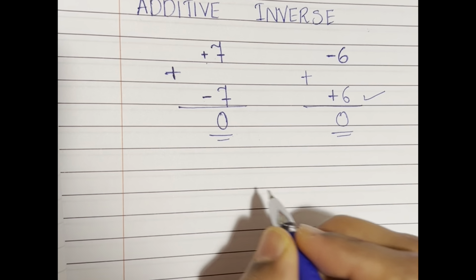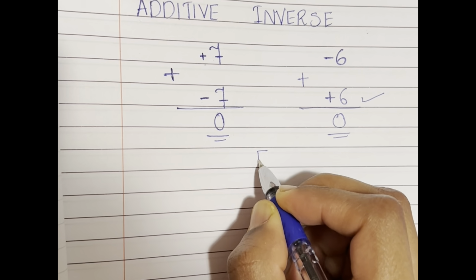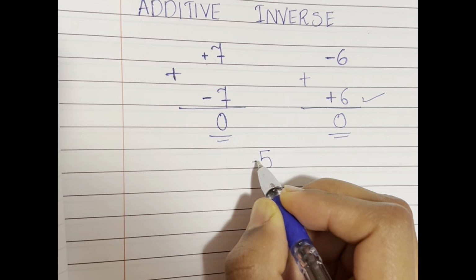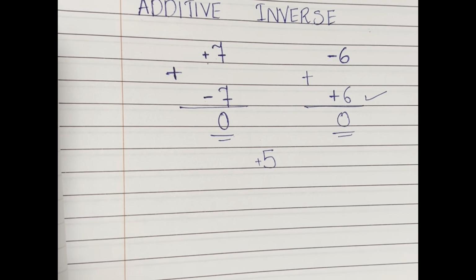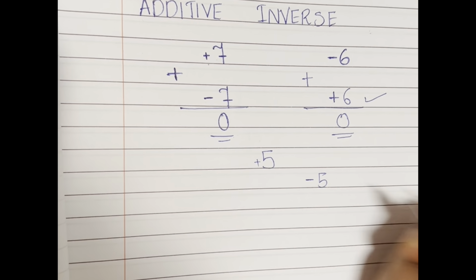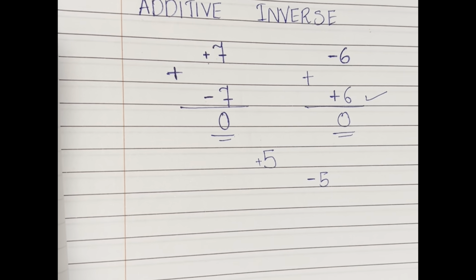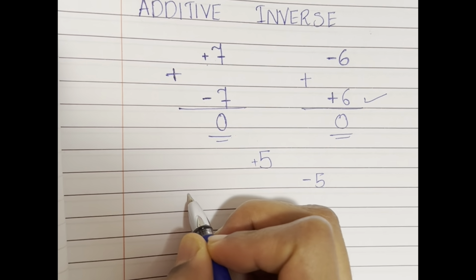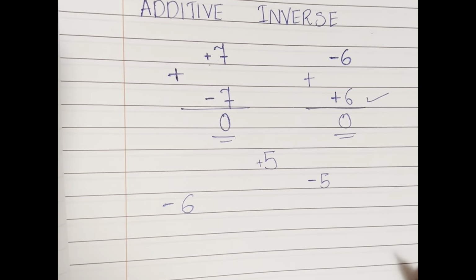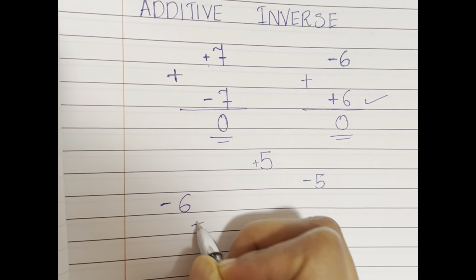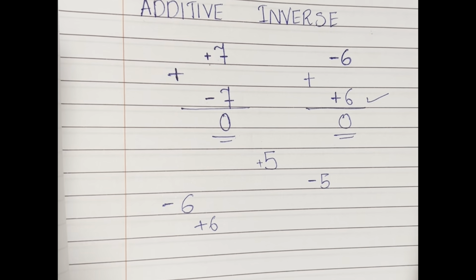Now simple, you can say what is the additive inverse of 5? 5 means what? Plus 5. What will be the additive inverse of plus 5? It will be minus 5. Why? Because when you add, you'll get 0. Again, what will be the additive inverse of minus 6? It will be plus 6. Okay, you just need to write the opposite.